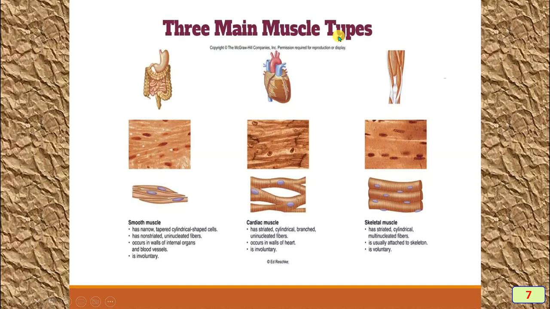So the three main muscle types, as depicted earlier: smooth muscles, which are called the involuntary muscle system; then cardiac muscles, also involuntary; whereas skeletal muscles have striated, cylindrical, multinucleated fibers. They are parallel to each other, so these are voluntary in nature. Both the cardiac and smooth muscles are involuntary in nature.